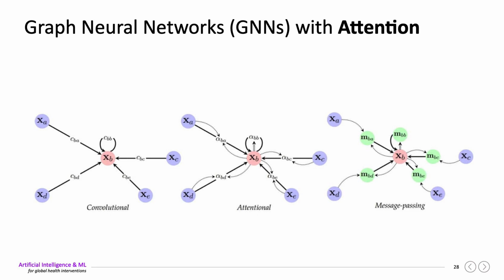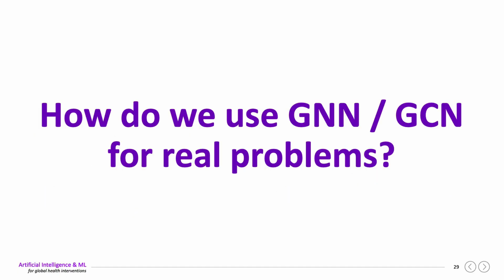The message passing flavor is the most general. Each neighbor sends a computed message, m_ba, m_bc, and so on, which can be an arbitrary learned function of both nodes. This is the elegant unifying view. Convolutional, attentional, and message-passing GNNs form a hierarchy of increasing generality, and GCNs and GATs are just specific choices within it. So how do we actually put these models to work on real problems?